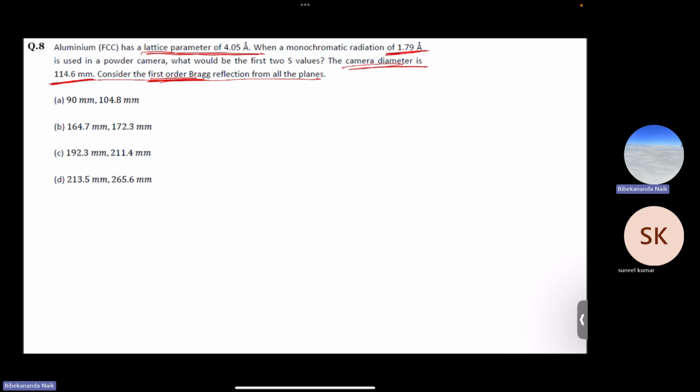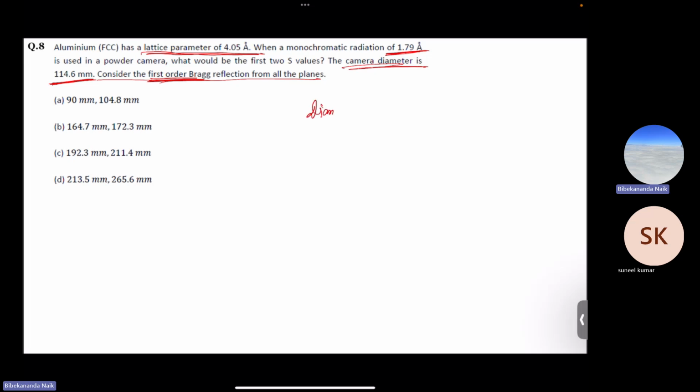Can you tell me what will be the two values of S which correspond to those peaks? Sorry? I can't get. Okay, so if you see, again here, the camera diameter is given.